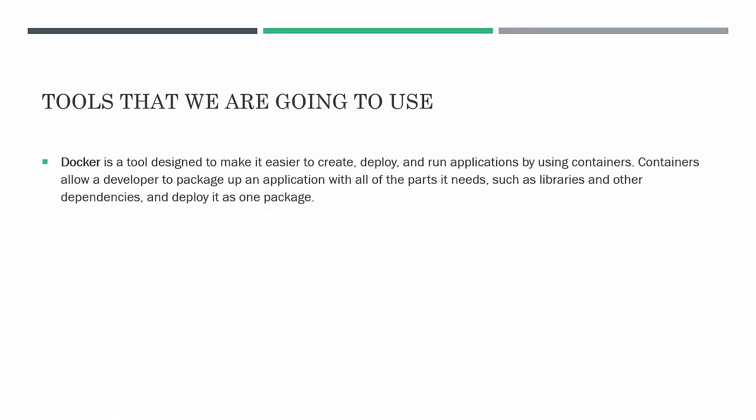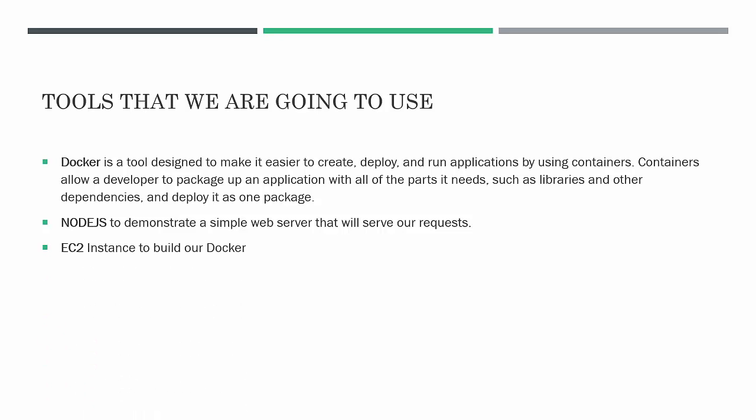First, we will be using Docker. Docker, I can compare it to a console application, where your code is running on a container and you specify the memory and CPU usage you want allocated on that container. And we will learn more about that. And also we will be using Node.js just to demonstrate a web server and serve our requests. And then we will use an EC2 instance to build our Docker.